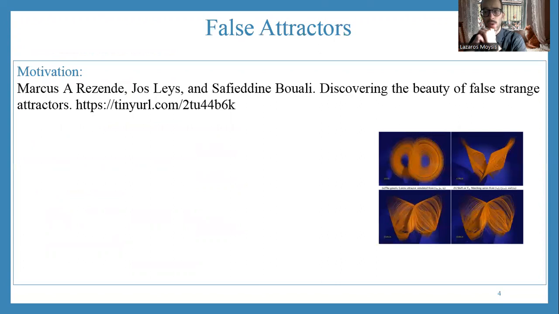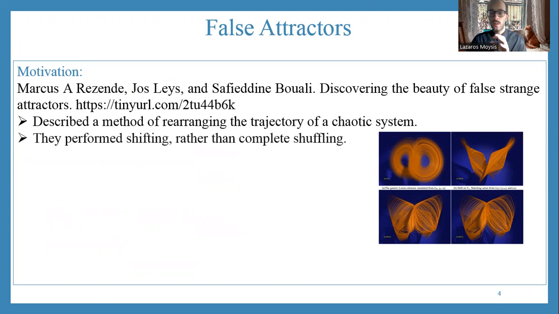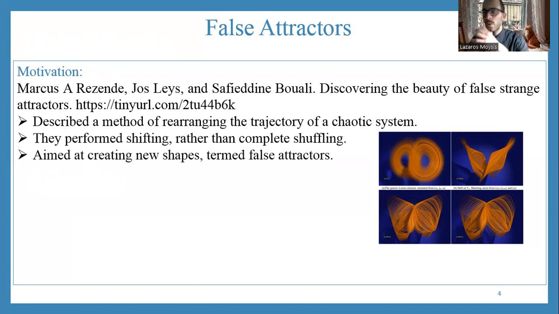What are they? This is a very recent work by these authors right here. It's called Discovering the Beauty of False Strange Attractors. It is very recent, just a few months ago. In their work, the authors considered a specific novel technique of rearranging the trajectory of a chaotic system. They provided a method of shifting the values of each state independently from a chaotic solution. They didn't perform complete shuffling or permutation, but rather some shifting of the chaotic time series. Their goal was to create new shapes, and they termed these shapes false attractors.